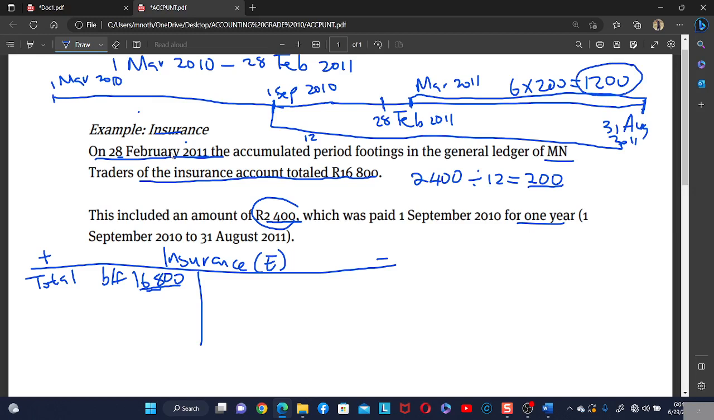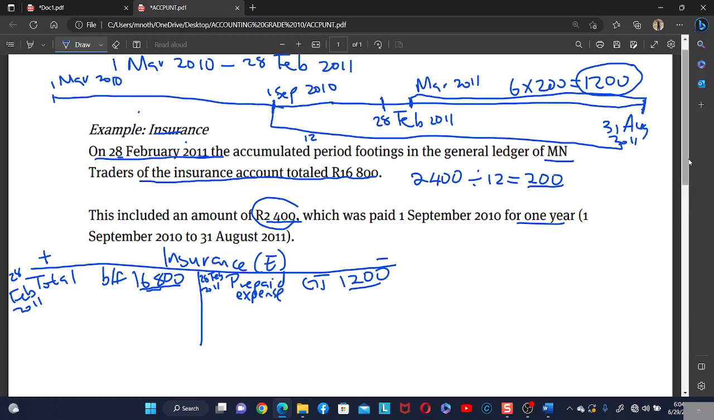So what do we do? We must decrease the insurance account, because this 1.2 does not belong in a year ending 28 February 2011. So now, where do we transfer this to? We transfer it to the new account that keeps the record of the expenses that are paid for the next financial year, which is called the prepaid expense, which is an asset account.